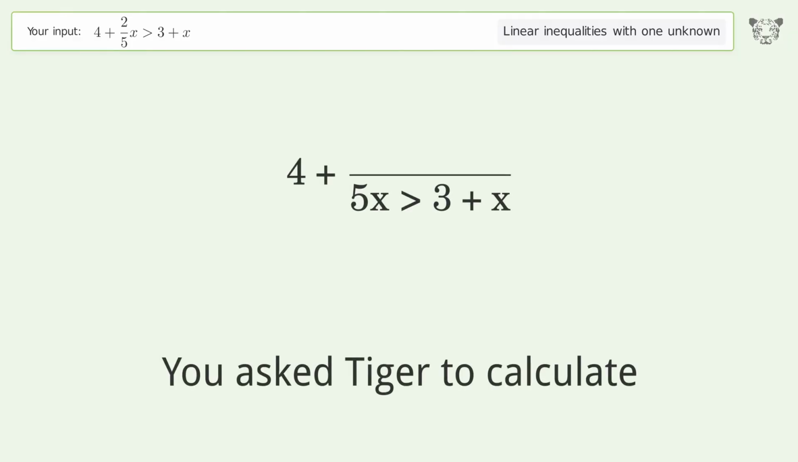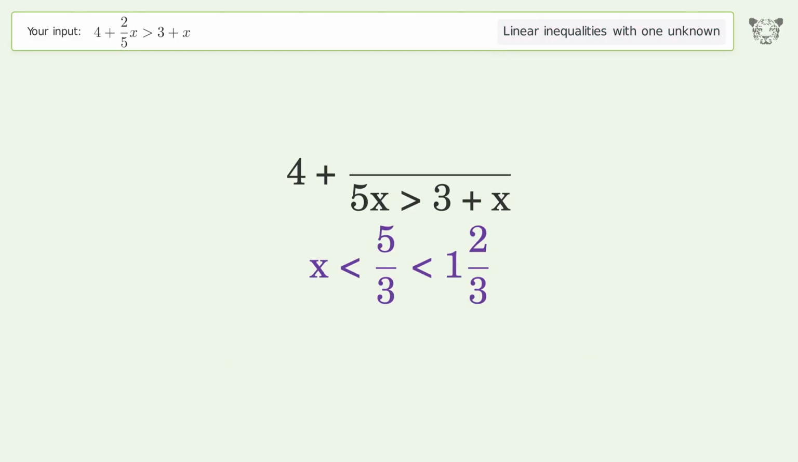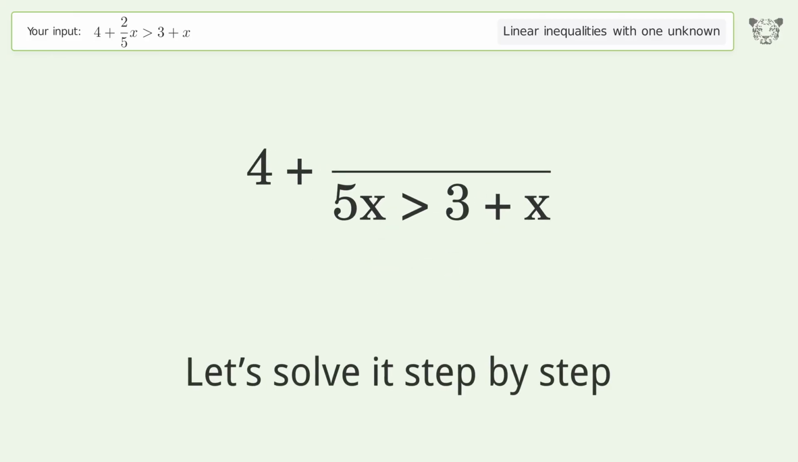You ask Tiger to calculate. This deals with linear inequalities with one unknown. The final result is x smaller than 5/3 smaller than 12/3. Let's solve it step by step.